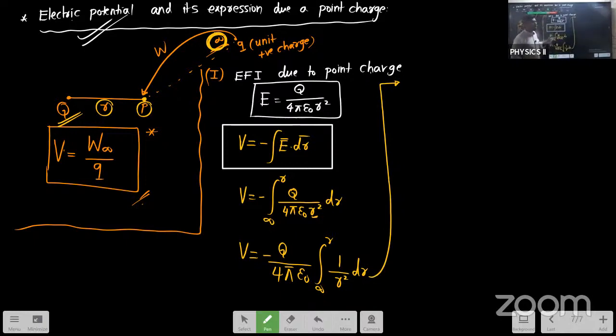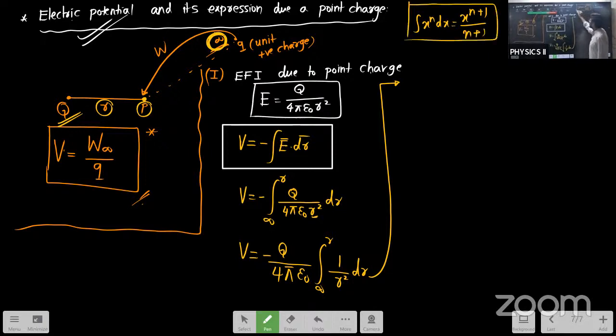Everyone carefully see here. I hope everyone knows the formula for integration of x power n. What is the formula for integration x power n dx? What will be the answer? It will become x power n plus 1 divided by n plus 1. I hope everyone remembers this formula. If you are able to remember this formula, then only you can solve this.